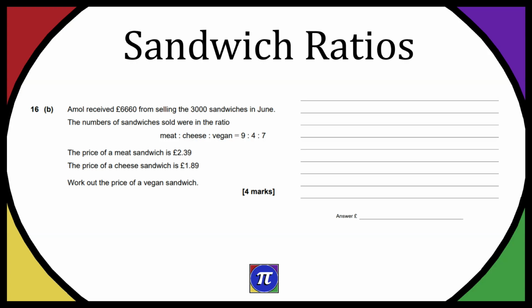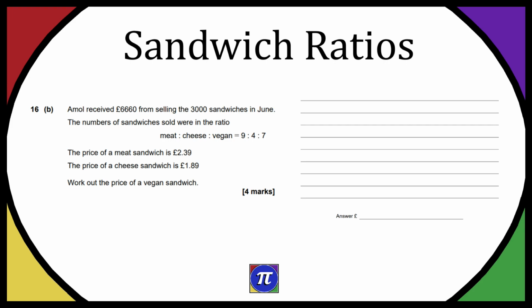So we have question 16b from the past paper I've been going through, and I've titled it Sandwich Ratios because Amol received £6,660 from selling the 3,000 sandwiches in June. The numbers of sandwiches sold were in the ratio meat, cheese, vegan of 9:4:7. The price of a meat sandwich is £2.39. The price of a cheese sandwich is £1.89. Work out the price of a vegan sandwich.